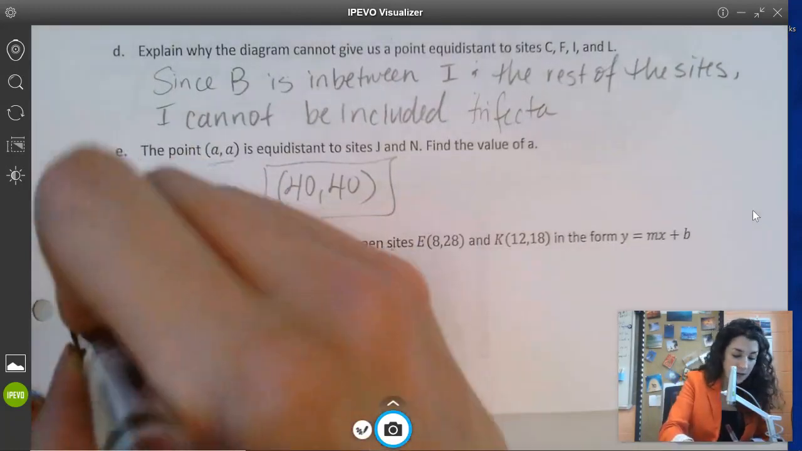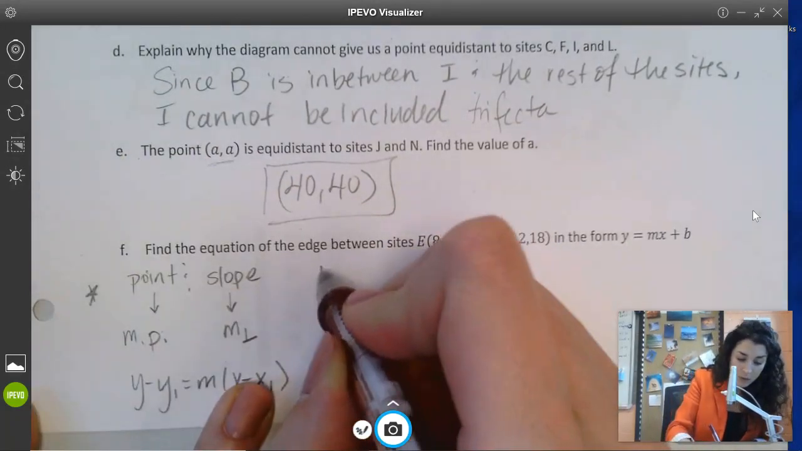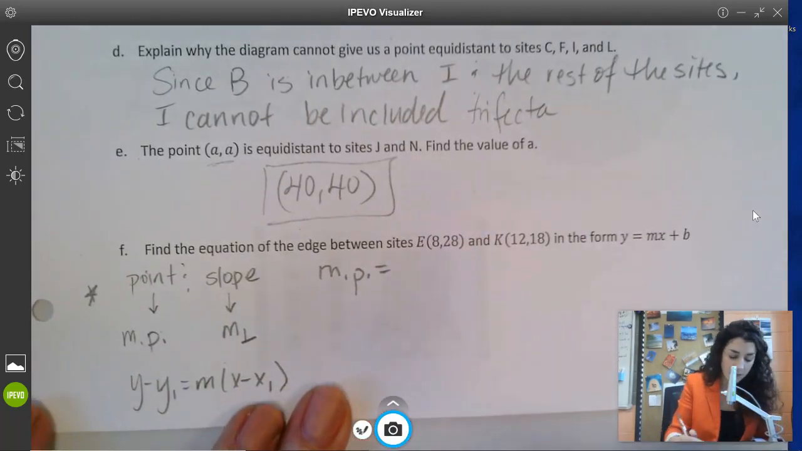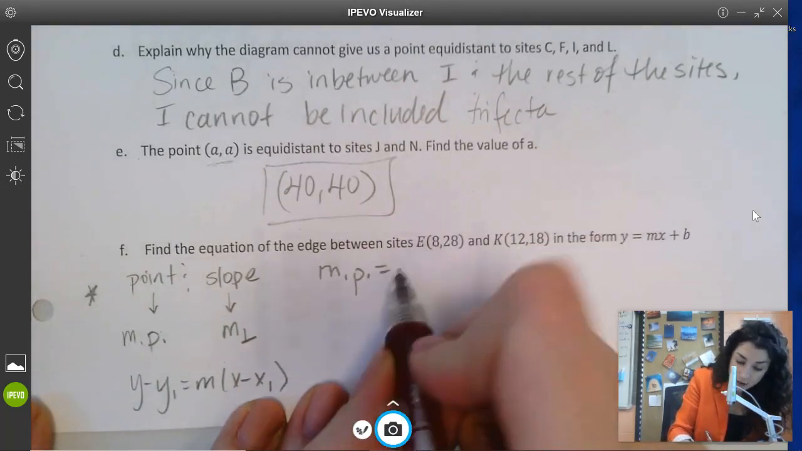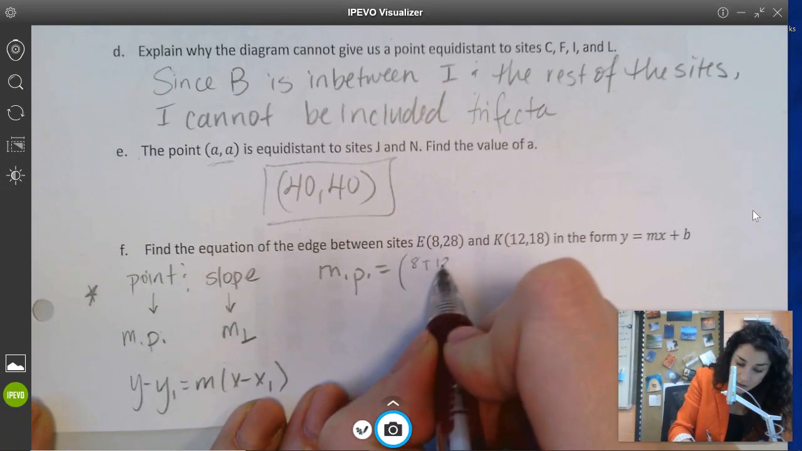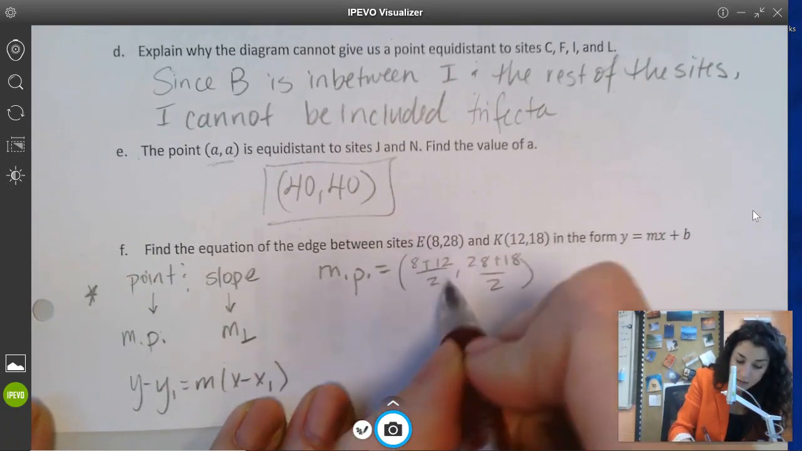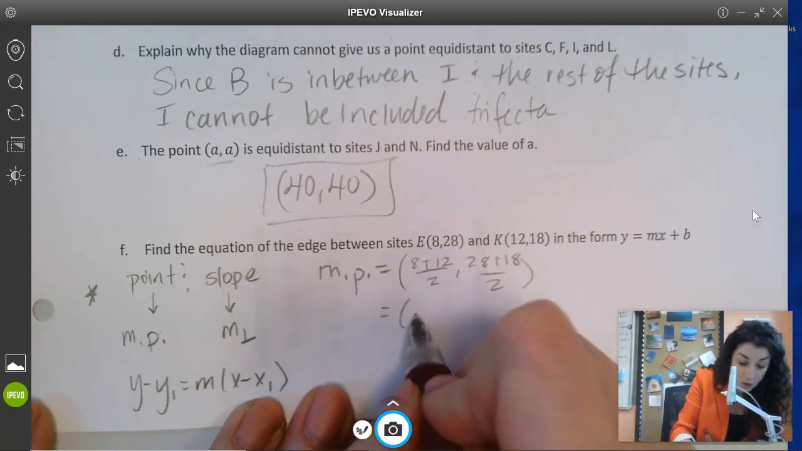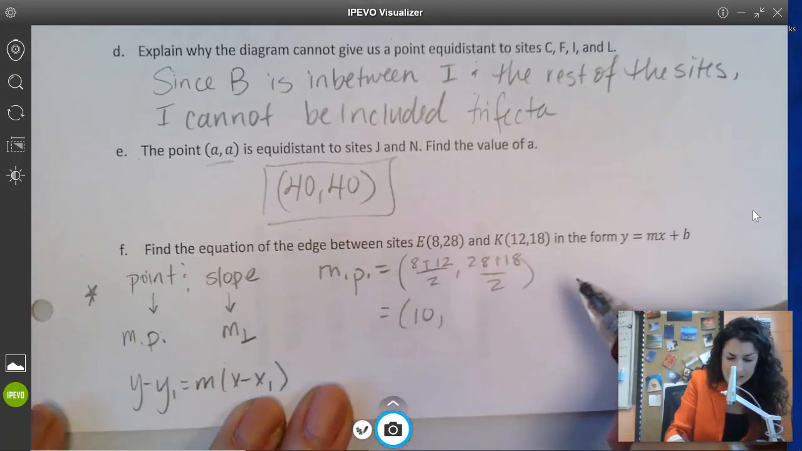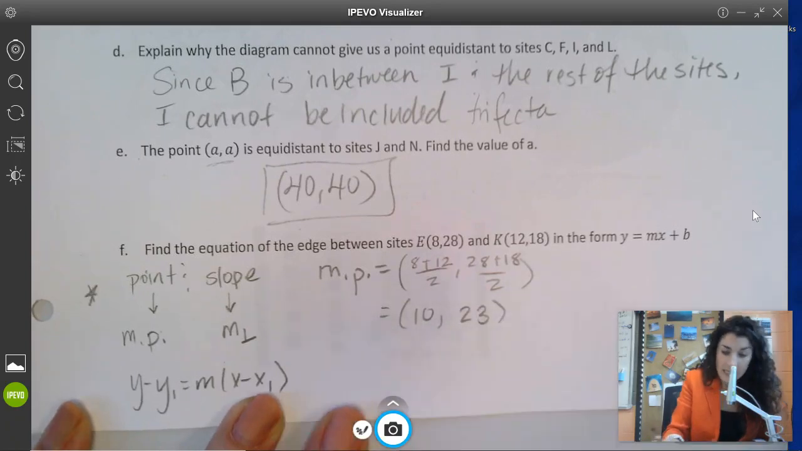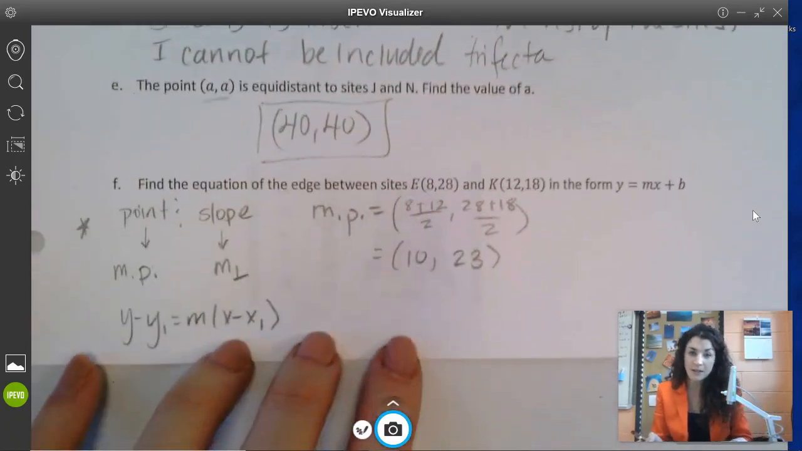Go ahead and find the midpoint for me. The midpoint is just the average between our values. That would be 8 plus 12 divided by 2, 28 plus 18 divided by 2. 8 plus 12 is 20, divided by 2 is 10. 28 plus 18 is 46, divided by 2 is 23. And that is our midpoint.